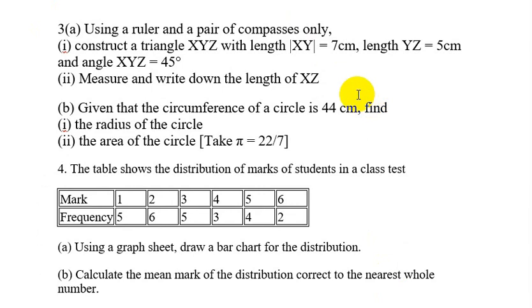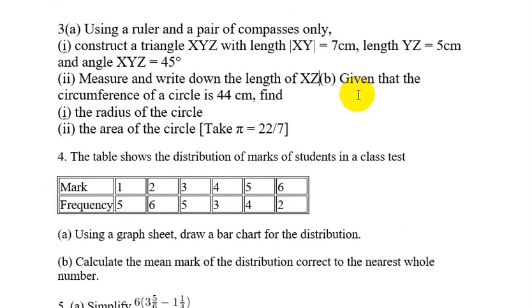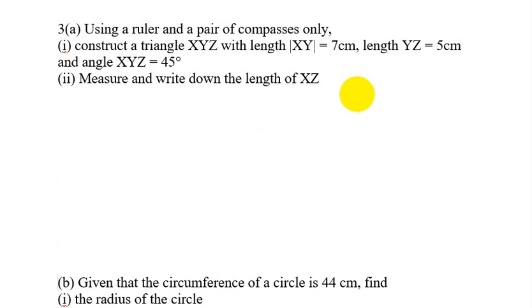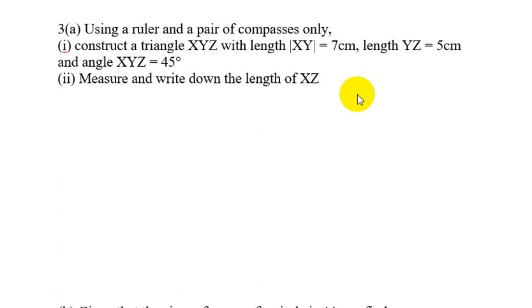So let's do that one first. I'll just do a sketch of it over here. I would like you to try it and let me know. Okay, so we will start with XY 7 centimeters and YZ 5 centimeters. So we will draw our line, our Y will come, our X will come.